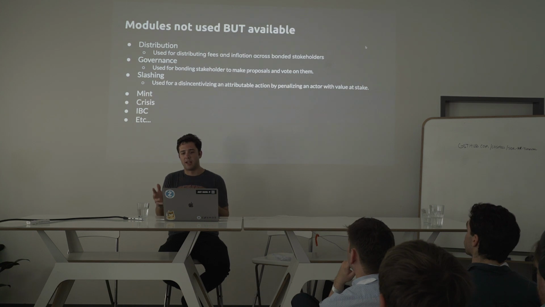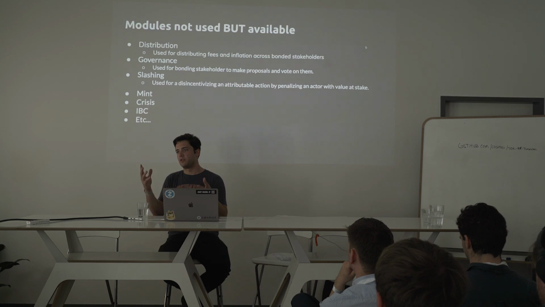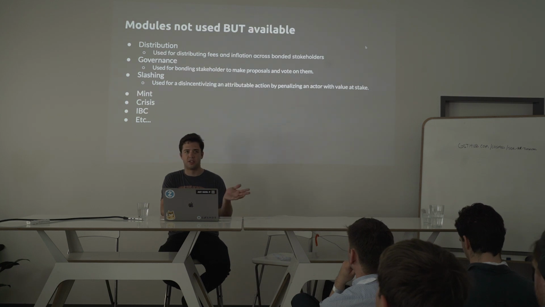Mint. Crisis is basically a series of safety checks for all of the other modules. So in the bank module, if somebody finds a bug and starts minting tokens, the crisis module will help halt the chain and prevent any theft there. And then IBC, which is obviously the ability to talk to other chains. And we're merging in more. There's an NFT module that's coming in soon and a few others.